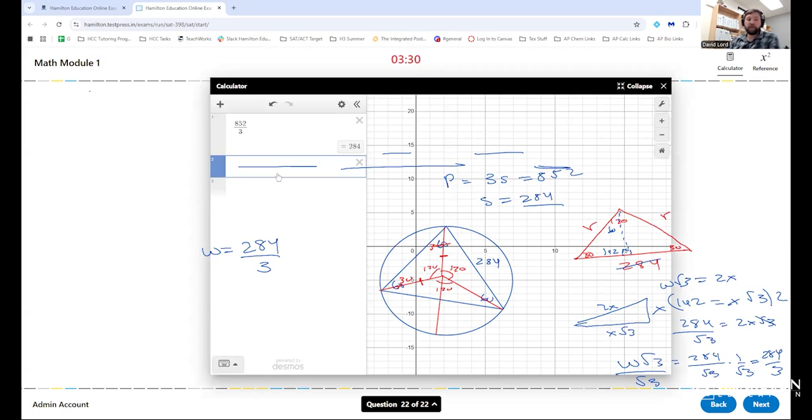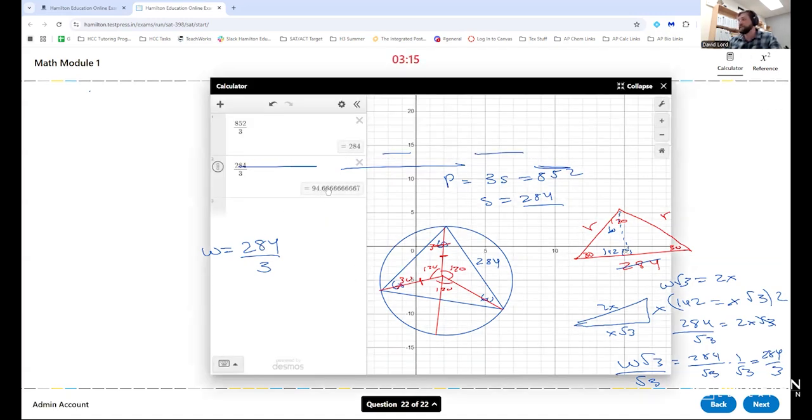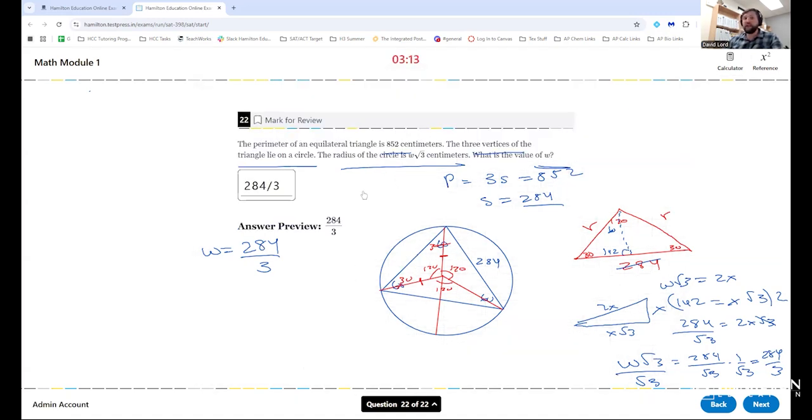So I'll take the 284 we had earlier and divide it by 3, and we get 94.66. Oh, wait, we could try the fraction. That's way easier. So the decimal was definitely 94.666, and you would definitely need to write 94.66 or 94.67 to get the right answer. So better yet, just leave it as a fraction. It looks like a beautiful fraction.